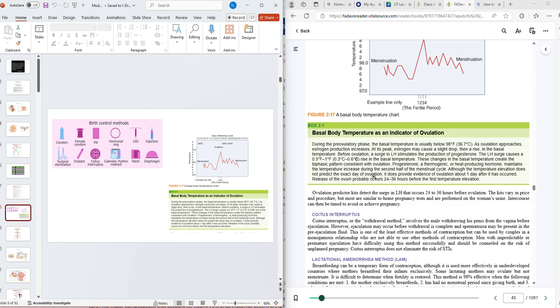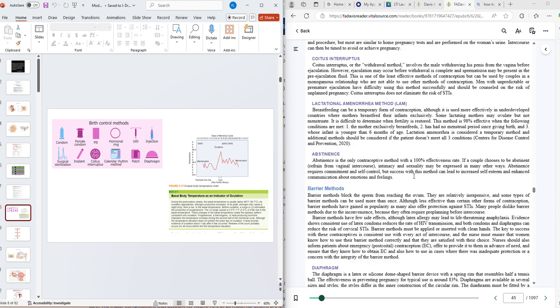So coitus interruptus is what I call the Greyhound method. You pull out on time. So that's how you can remember that. Lactation amenorrhea. This is somebody that's breastfeeding. They think that breastfeeding stops them from being pregnant, but there are so many women that go back for their 6 weeks exam or 6 months exam and they're pregnant. So that is not true.